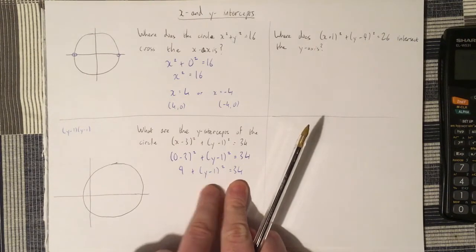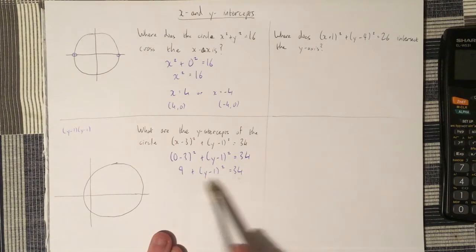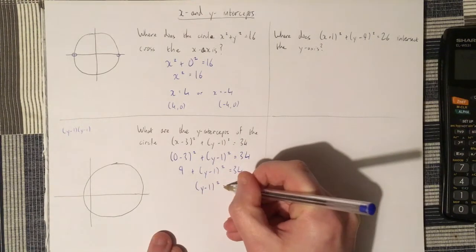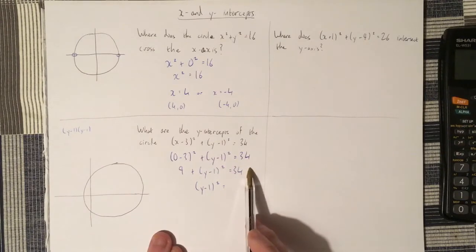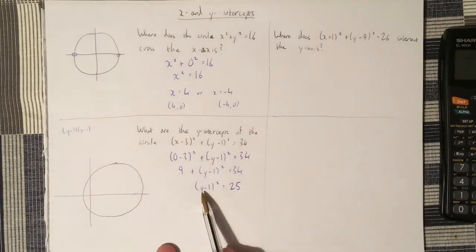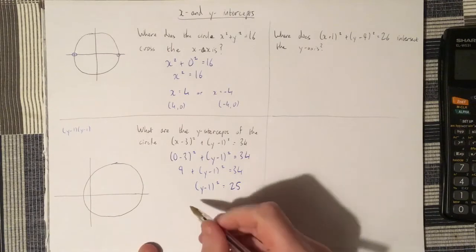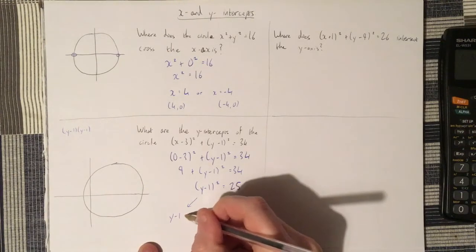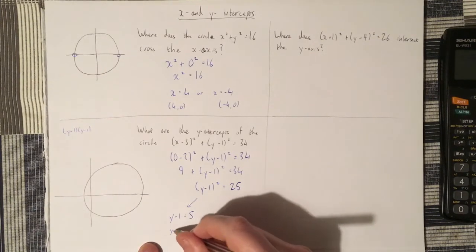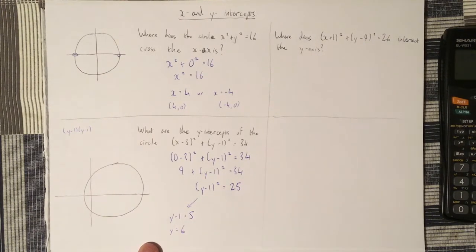I'm looking for the y that's going to make this squared equal to 25, or just to do a little bit of work before I get there, bring the 9 over. So y minus 1 squared is equal to, if you bring that 9 over, it's minus 9, 34 minus 9 is 25. So y minus 1 squared is equal to 25. Something squared is equal to 25. What squared is equal to 25? It's 5. So y minus 1 must be equal to 5. If I bring the minus 1 over, it becomes plus 1, and I get y is equal to 6.